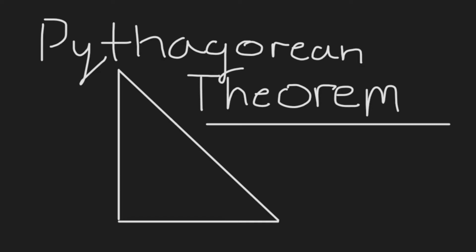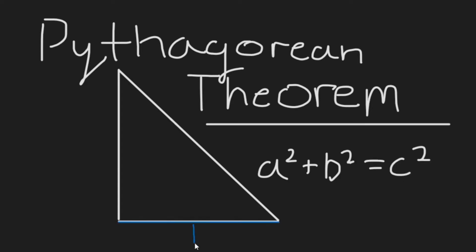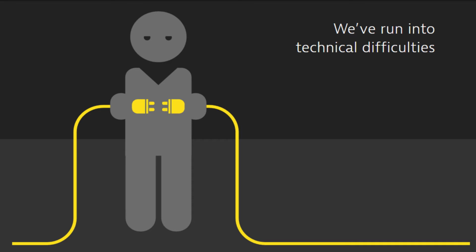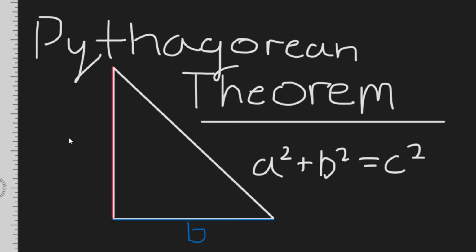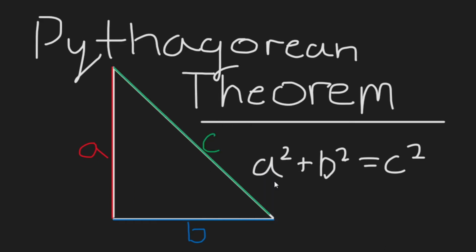What is the Pythagorean theorem? The Pythagorean theorem was first established as a concept of how the side lengths of a right triangle operate. The rule a squared plus b squared is equal to c squared can be used for any right triangle where a and b are the legs and c is the hypotenuse.